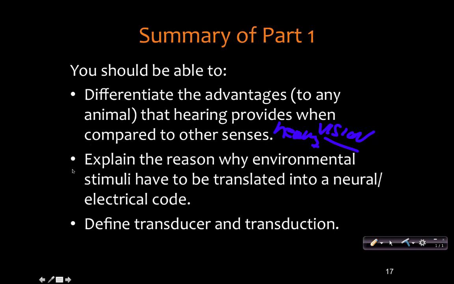Explain why. You should now be able to explain why environmental stimuli have to be translated into a neural electrical code. And the simple answer is because the brain only processes things that are neural and electrical. And the energies of the world have to be converted into neural electrical kinds of energies in order for the brain to process them.